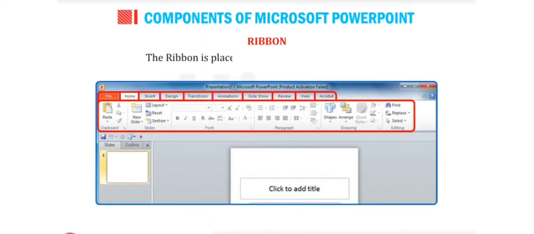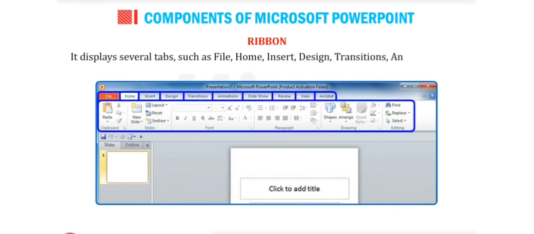Now next is ribbon. You can see this whole highlighted part is called ribbon. Ribbon contains two parts: tabs and groups. Let's see. Ribbon is placed at the top of the document and it displays several tabs such as File, Home, Insert, Design, Transitions, Animations, etc. You can see here these are tabs: Home, Insert, Design, Transitions, Animations, Slide Show, Review, View, Acrobat. These all are tabs.